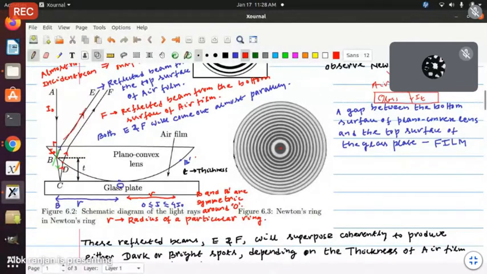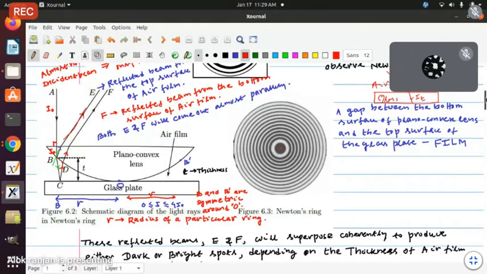Since they can superpose, coherent superposition can occur, or interference can occur, because we are dealing with light waves. As for the interference, the intensity will get distributed between minimum and maximum, and that might cause the rings to appear bright and dark alternately.